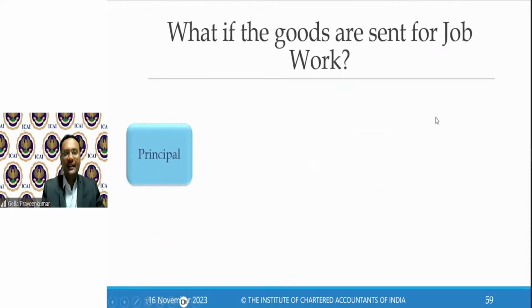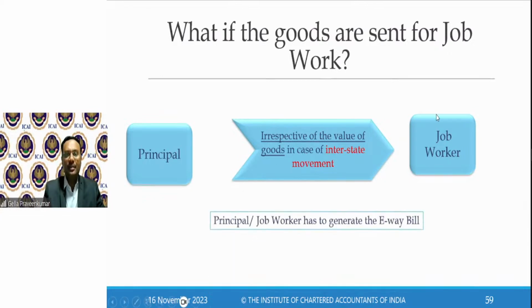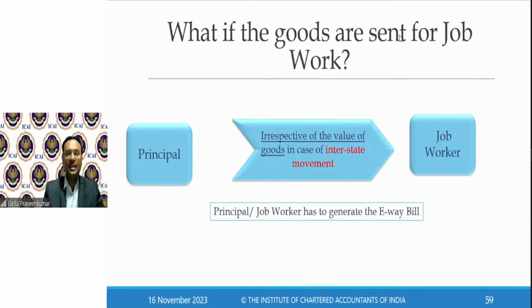What if goods are sent for job work? If goods are sent for job work, irrespective of the value, in case of interstate movement, an e-way bill has to be prepared. This is an exception to your value rule. You remember, I say consignment value exceeding 50K, e-way bill is required. Now, the exception to this rule is where the goods are meant for job work and this is an interstate movement.